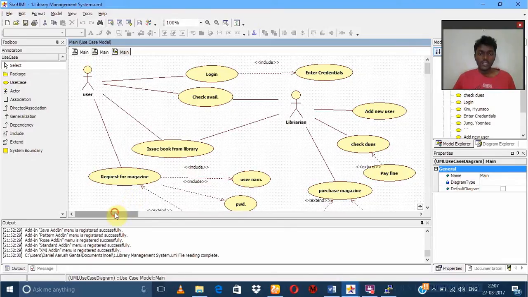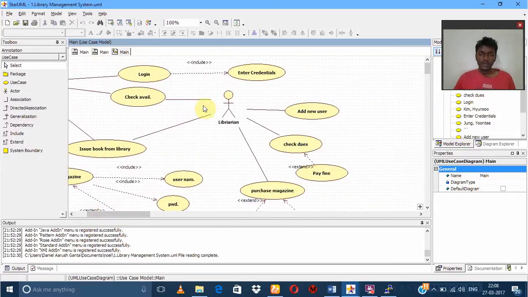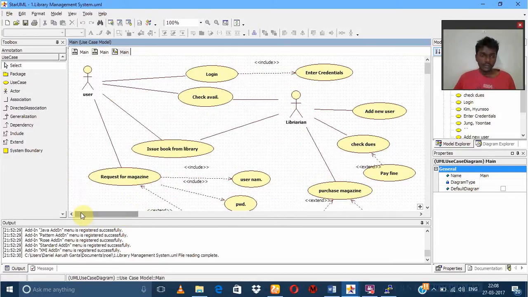As you can see, our first question is regarding constructing the basic structure of a library management system, where we have been given the following functionalities. There is a particular user over here, and there is a librarian over here. Both of them have different privileges.